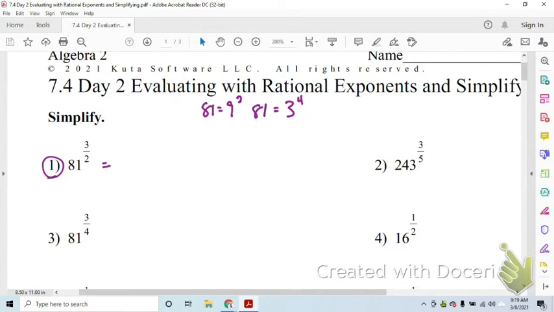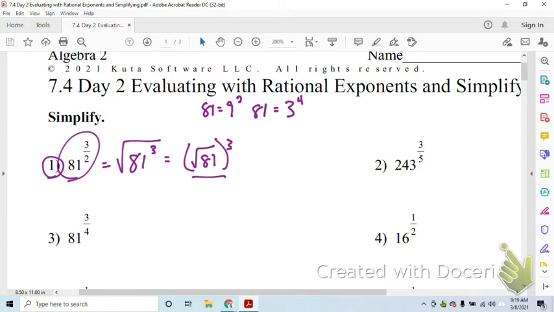So the first thing I'm going to do with this is transfer it into radical form, if you will. I can either write it as 81 to the third power and take the square root of that, or I can have it as the square root of 81 to the third power. Now this one's going to be easier for it. I always work smaller before I make the numbers larger.